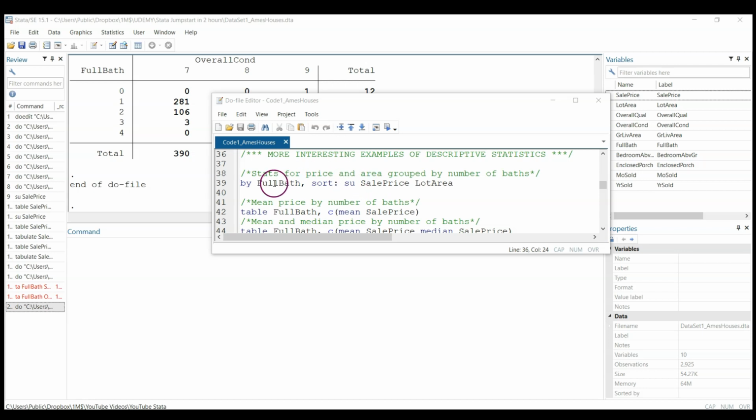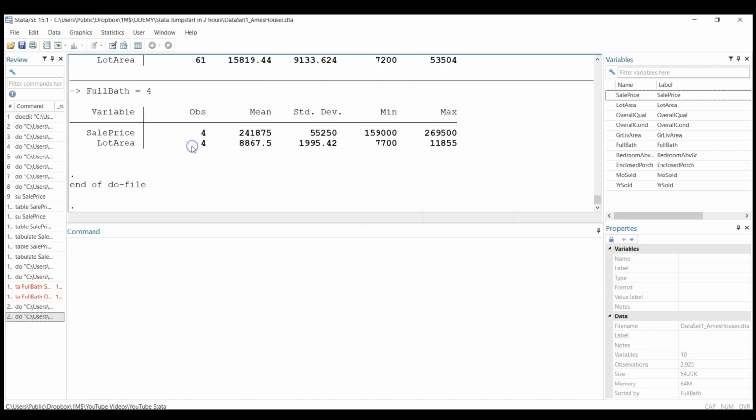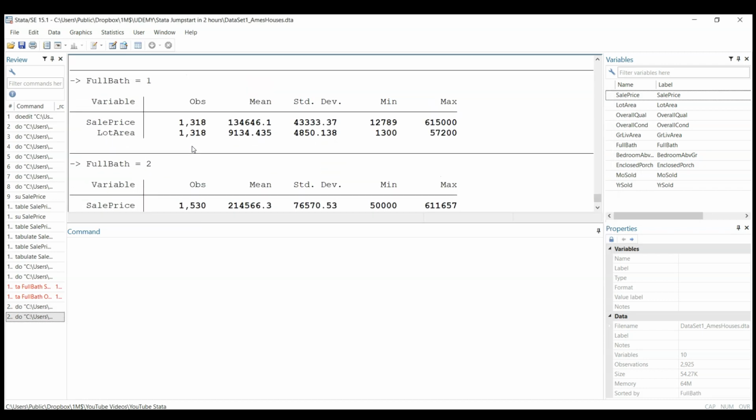So here we have a variable called full bath, which is the number of full baths in the house. And you can check the information about, for example, sale price of the house and lot area of that house, but not just overall, but by looking at houses with different numbers of baths. So here I sort by the number of full baths, and then I run a usual summarize command for sale and lot area. If I execute it, you see I get four sets of results.